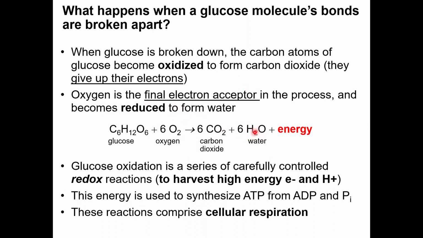the water that's there. So glucose oxidation itself is a series of carefully controlled redox reactions, which harvest the high energy electrons and hydrogen ions, or protons in this case. And the energy itself is used to synthesize ATP from ADP and the inorganic phosphate. All of these reactions together make up what is called cellular respiration.